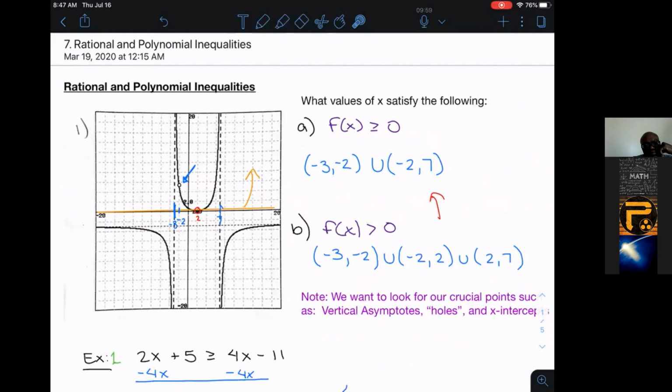So this one was kind of a review on how to solve inequalities. But now let's go to the next part.